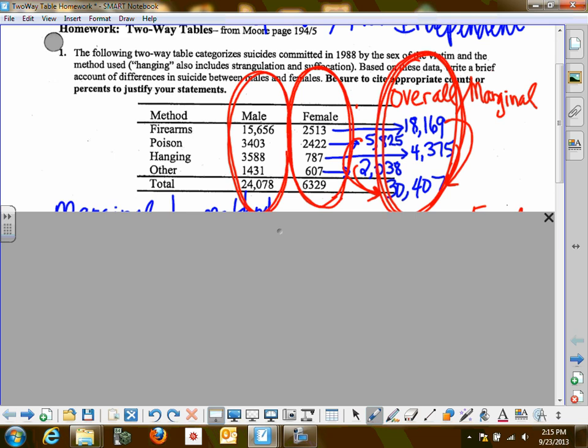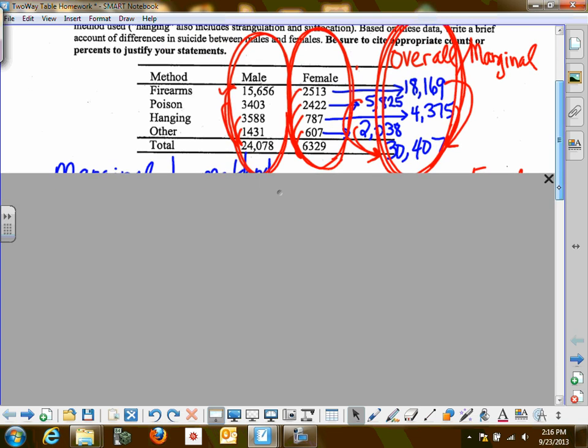Since I put my numbers top to bottom, I would do my male values. This would be conditional upon being a male. Then you would figure out the firearm, poison, hanging, all those things would be conditional and they would be out of the male total. And then with the female, firearm for the females, poison for the females, hanging for the females, other. So you're always going to go the same direction that you went as your marginal. Ta-da! That's it. Doesn't that seem easy? How did I take so long to figure that out? So let's put some numbers to that and finish out the summary.